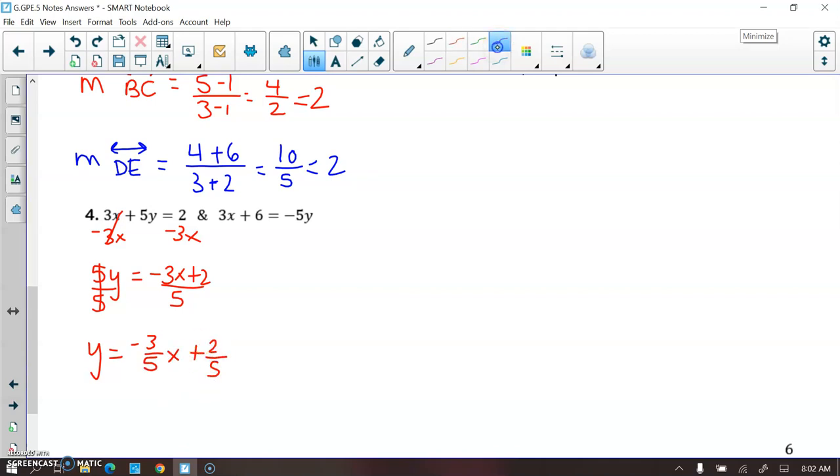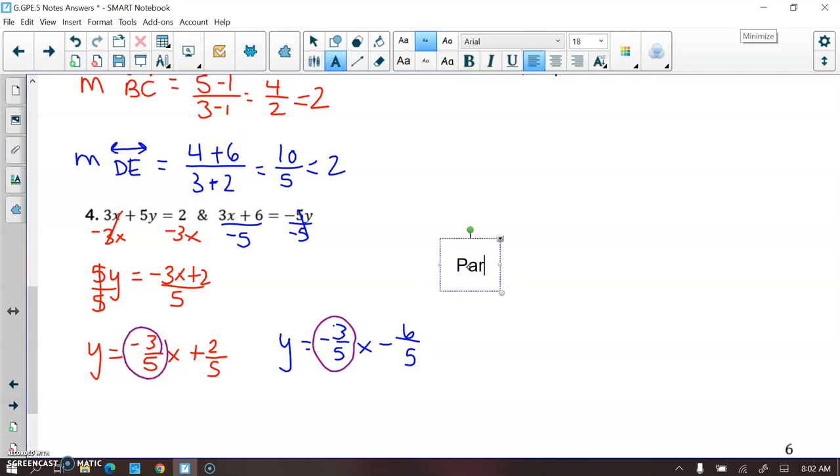So for my next line, same thing. Oh, I don't need to subtract 3x because y is over here. So all we need to do to isolate y is divide by -5. I'm going to rewrite this as y is equal to -3/5 x minus 6/5. So your slope of the blue line is -3/5. Slope of the red line is -3/5. So since they have the same slopes, these lines are parallel.